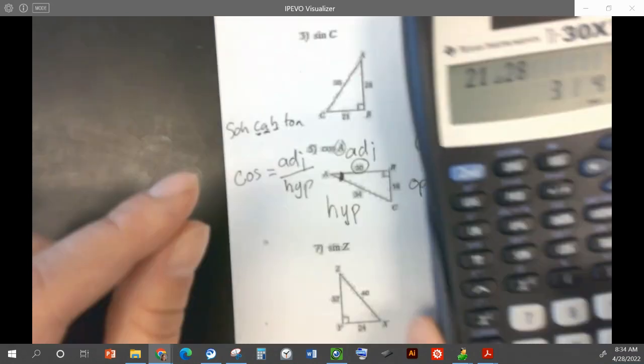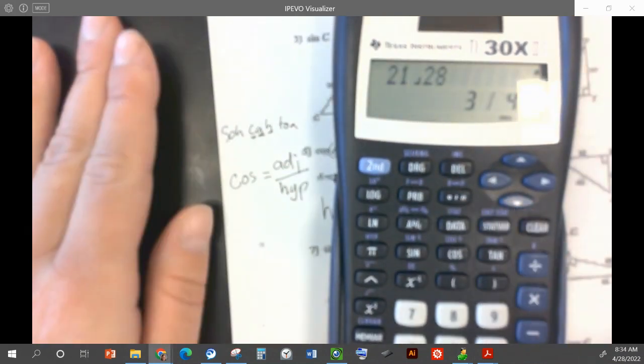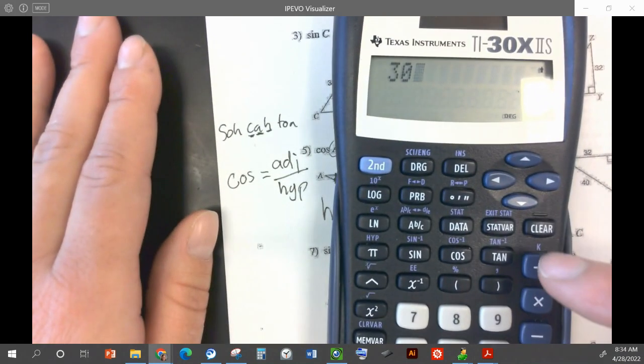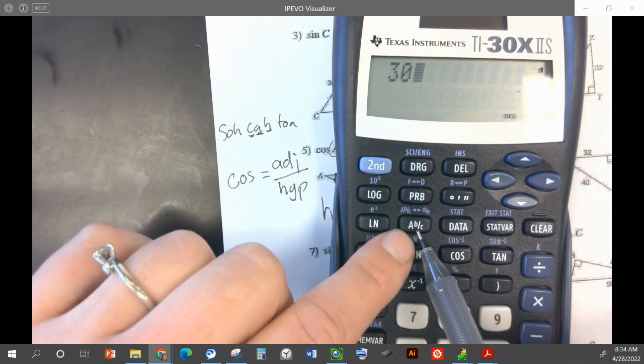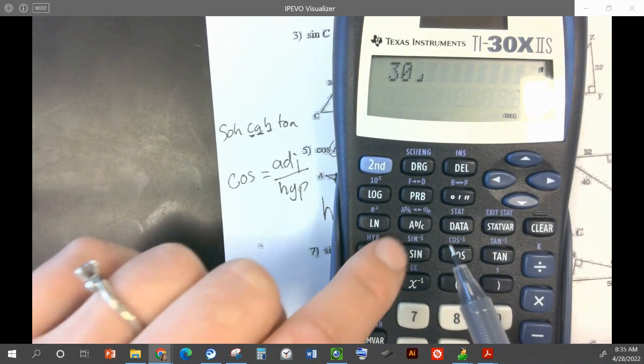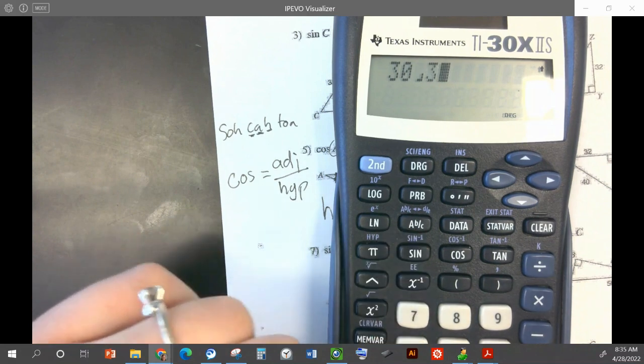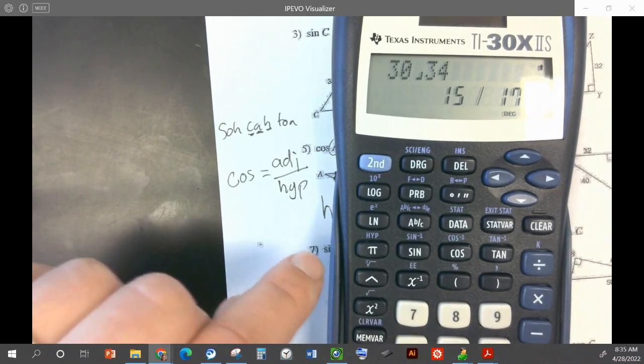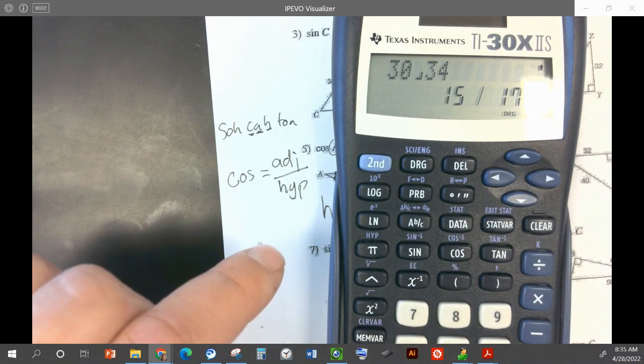Okay. And again, you can also simplify using your calculator. You can do 30, and then this button here, 34. And then that simplifies it for you. So that's kind of nice.